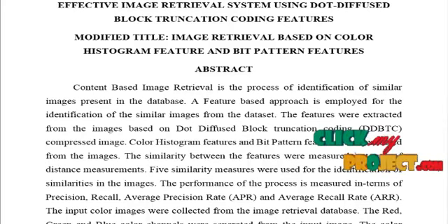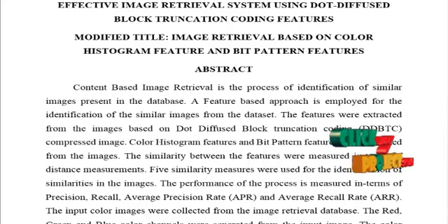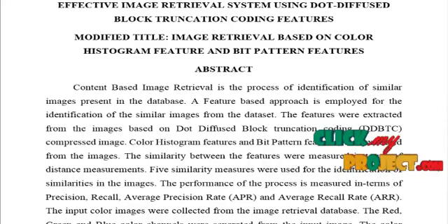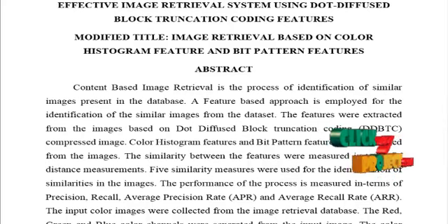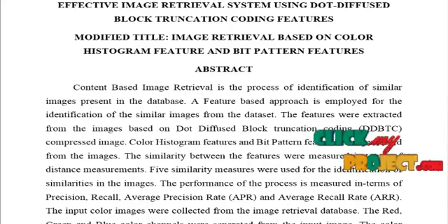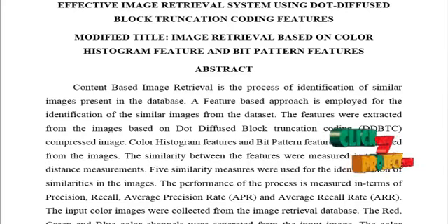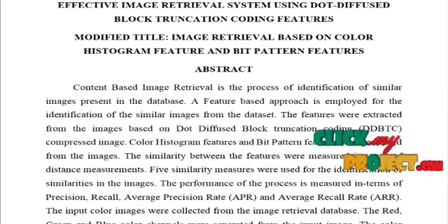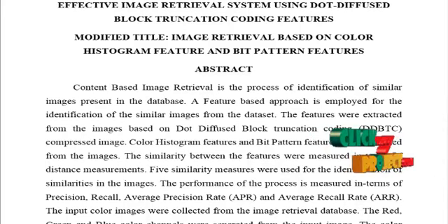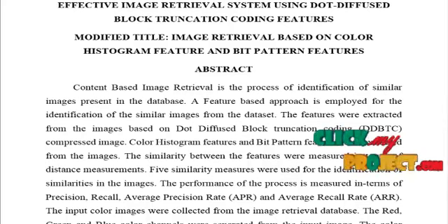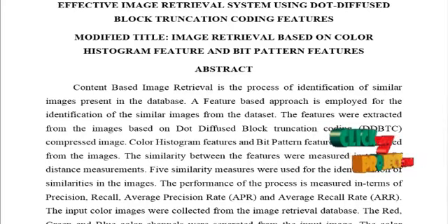The similarity between the features was measured in terms of distance measurements. Five similarity measures were used for the identification of similarities in the images. The performance of the process is measured in terms of precision, recall, average precision rate, and average recall rate. The input color images were collected from the image retrieval database.